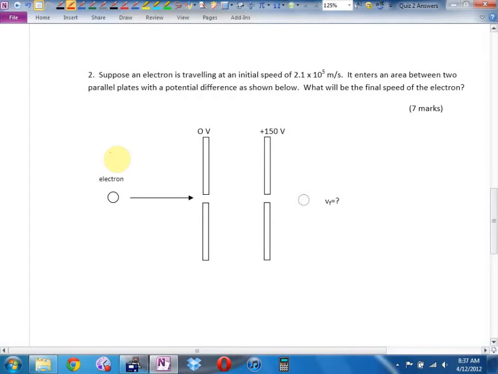Suppose the electron is traveling at an initial speed of 2.1 times 10 to the 5th meters per second and enters an area between two parallel plates where the potential difference is shown below. Will it want to speed up? Yeah, when it gets here, it wants to get to the positive. What will the final speed of the electron be?